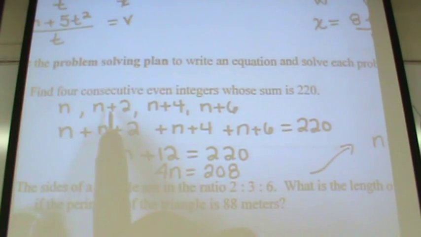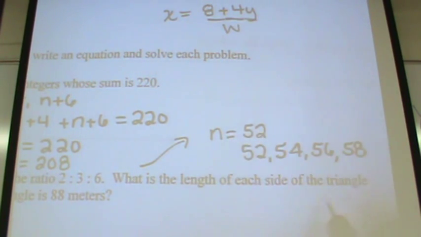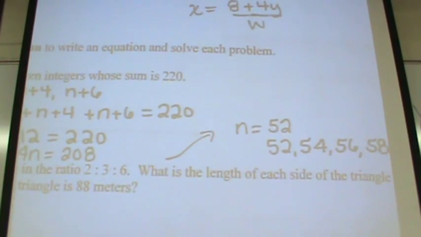So if the first number is 52, add 2. So you get 52, 54, 56, and 58. If you added these up, you would see that they add up to be 220.